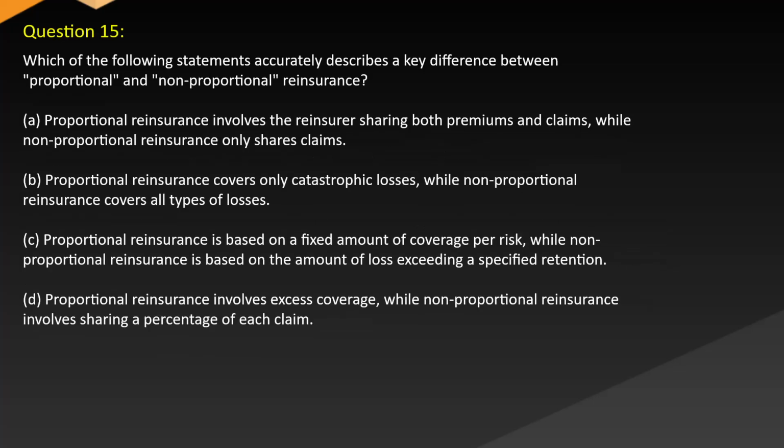Question 15. Which of the following statements accurately describes a key difference between proportional and non-proportional reinsurance? A. Proportional reinsurance involves the reinsurer sharing both premiums and claims, while non-proportional reinsurance only shares claims. B. Proportional reinsurance covers only catastrophic losses, while non-proportional reinsurance covers all types of losses. C. Proportional reinsurance is based on a fixed amount of coverage per risk, while non-proportional reinsurance is based on the amount of loss exceeding a specified retention. D. Proportional reinsurance involves excess coverage, while non-proportional reinsurance involves sharing a percentage of each claim.